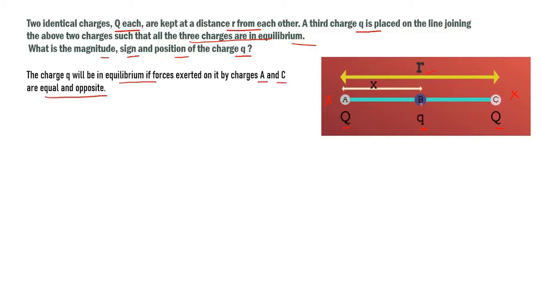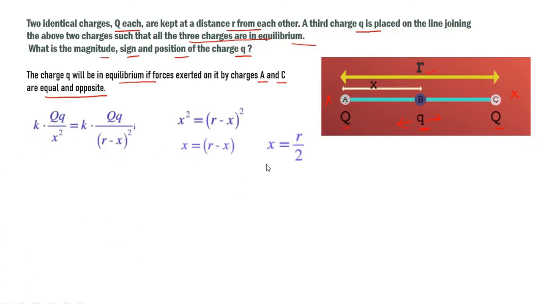Now when q is placed at a point B, the charge at A and the charge at C will exert equal and opposite forces on the small q charge. Then only the small q charge will be in equilibrium. On putting the magnitudes in the formula, this is the force between the charges at points A and B, and this is the force between the charges at points B and C. They are separated by a distance of r minus x. Why? Because out of the total distance r, the distance between A and B is x, so the remaining distance B and C becomes r minus x.